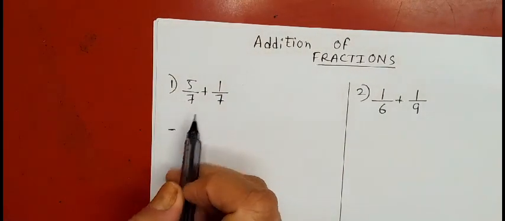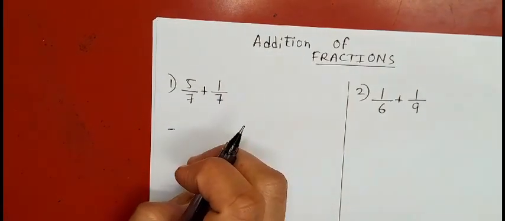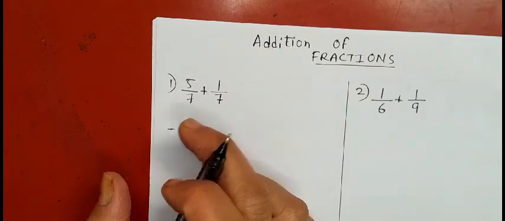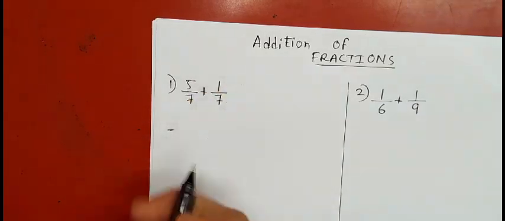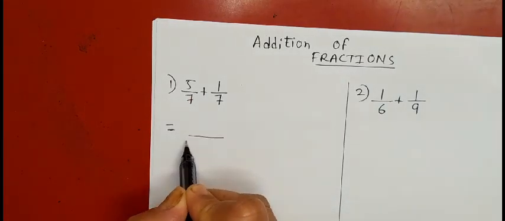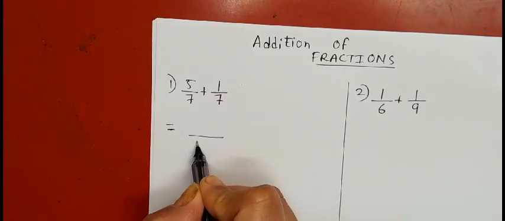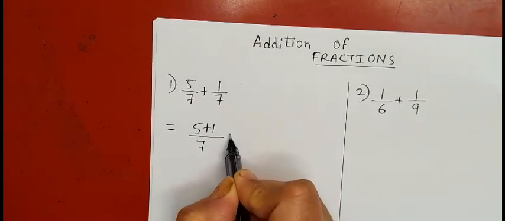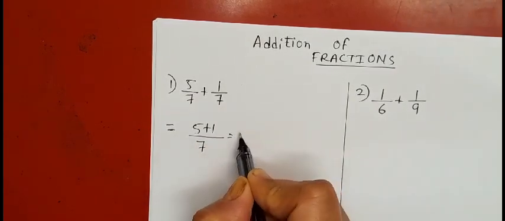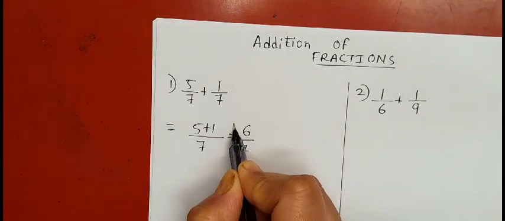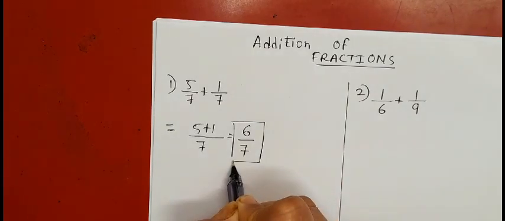First example is of like fractions. Like fractions means the fractions having the same denominator. So addition of these fractions is simple. We just have to put the denominator as common and do the addition of numerators. Here 5 plus 1 is 6, and 6 over 7 is the answer.